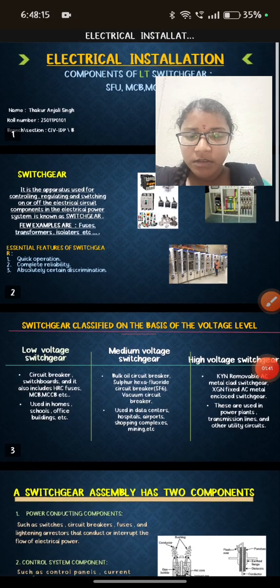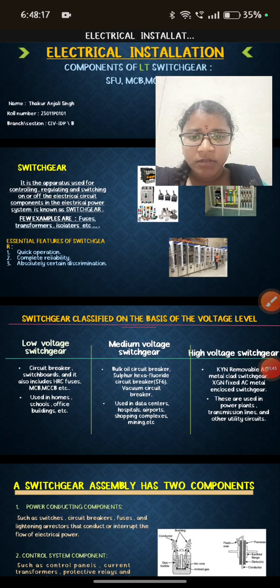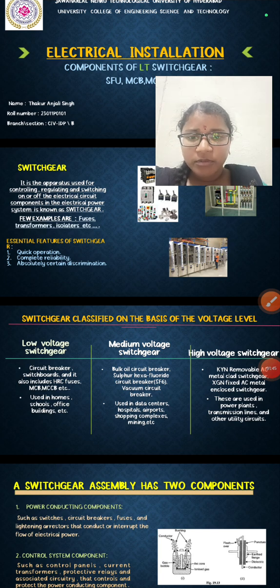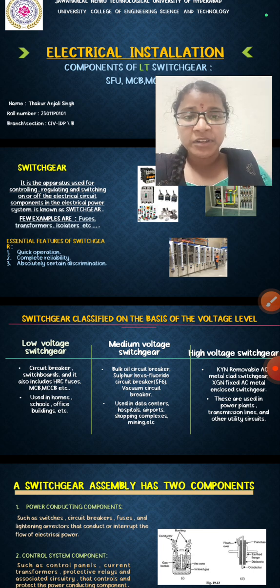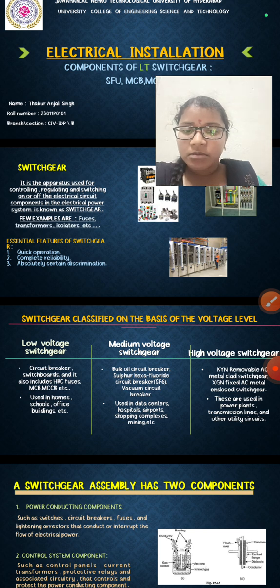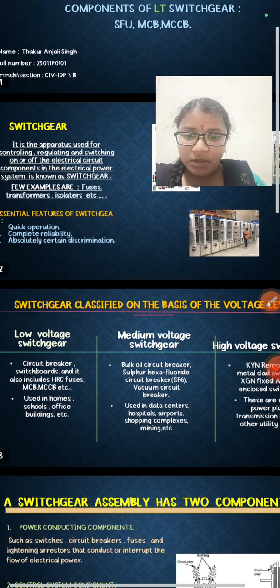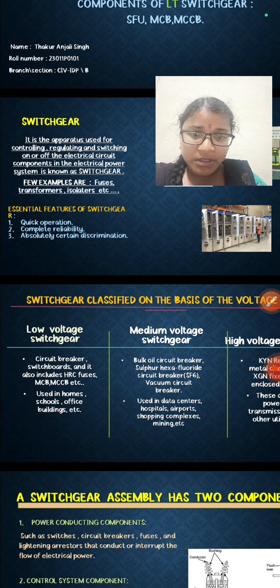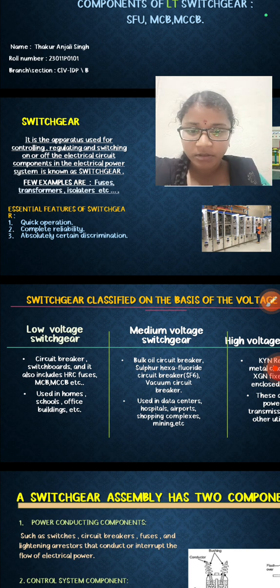Now let's see the classification of switchgear and on what basis the switchgear is classified. Here you can see that switchgear is classified on the basis of voltage levels, whether it is low level, medium level, or high level. Low voltage switchgear examples are circuit breakers, switchboards, and it also includes HRC fuses, MCB, MCCB, etc., which are used in homes, schools, office buildings, etc.